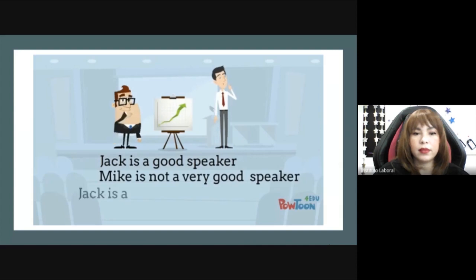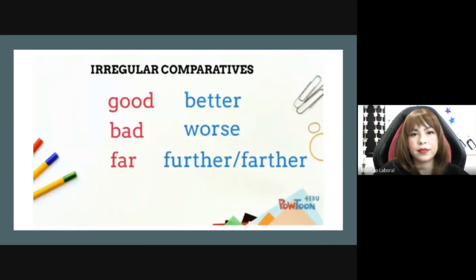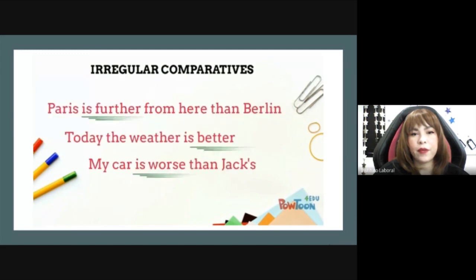Jack is a good speaker. Mike is not a very good speaker. Jack is a better speaker than Mike. Some adjectives have irregular forms. Good, better. Bad, worse. Far, further, farther. For example, Paris is further from here than Berlin. Today the weather is better. My car is worse than Jack's.